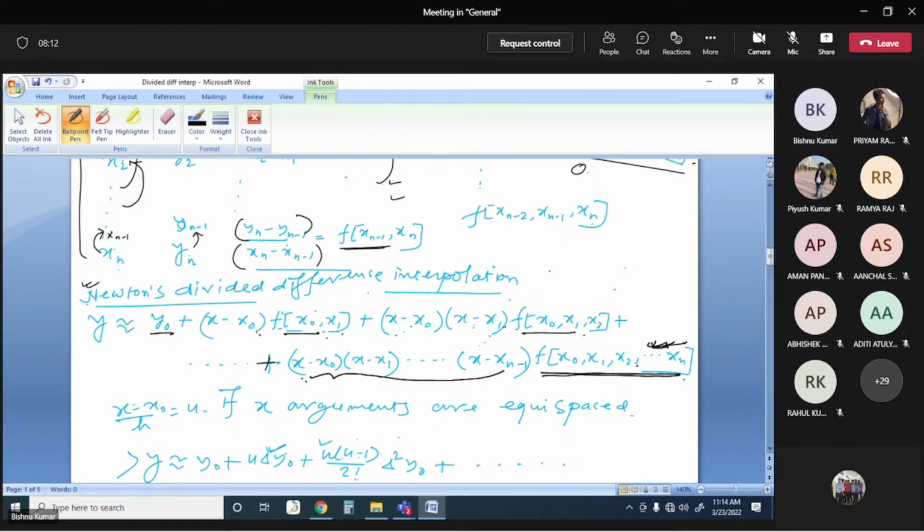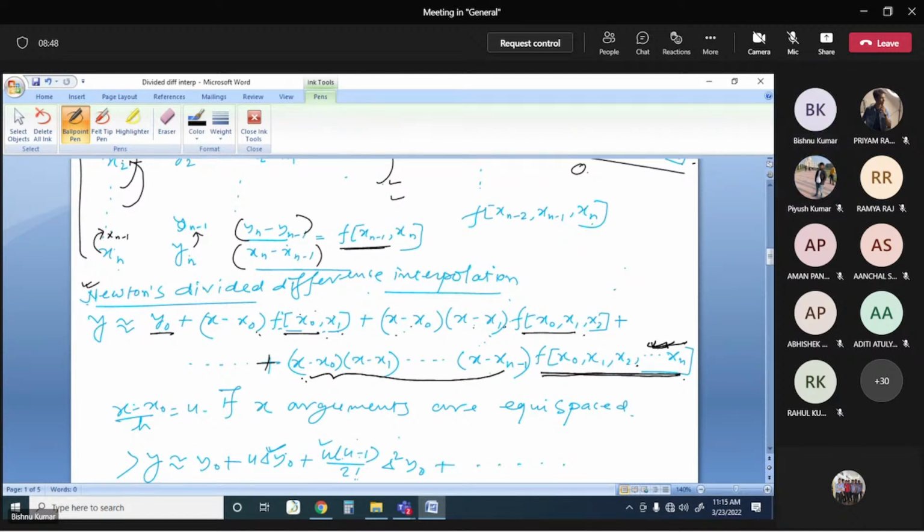Okay. Is it clear? Students, just see this formula. Try to remember this formula. Is this formula clear?